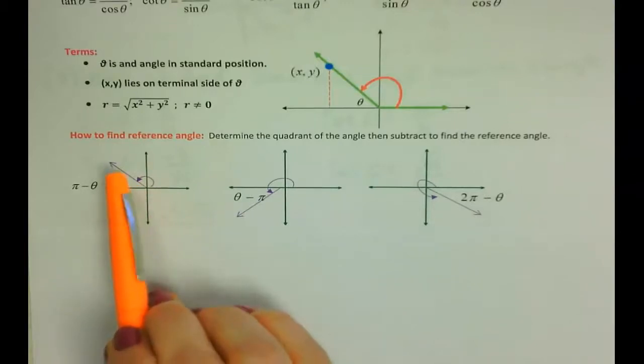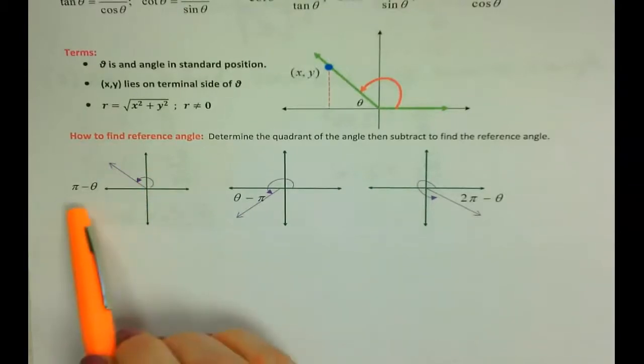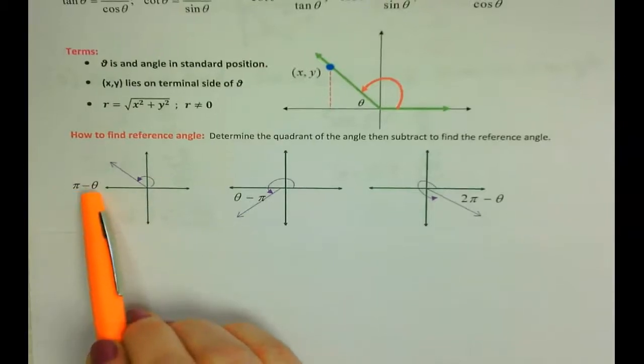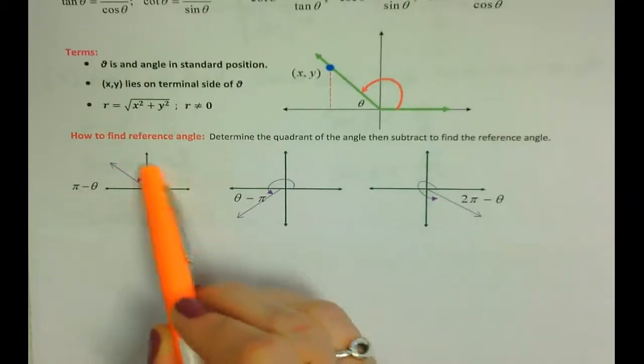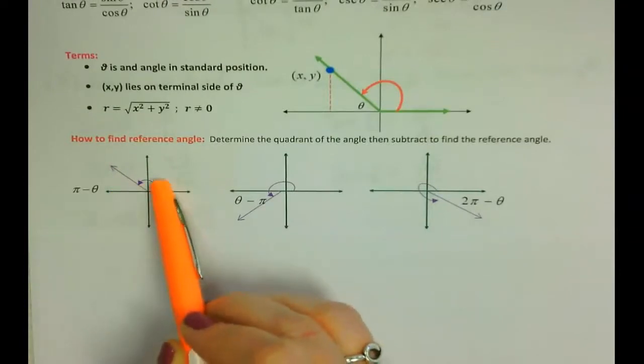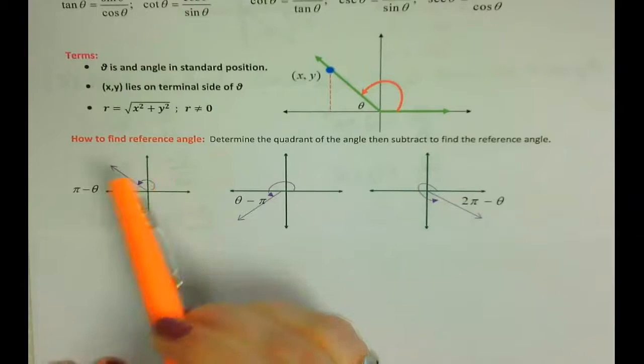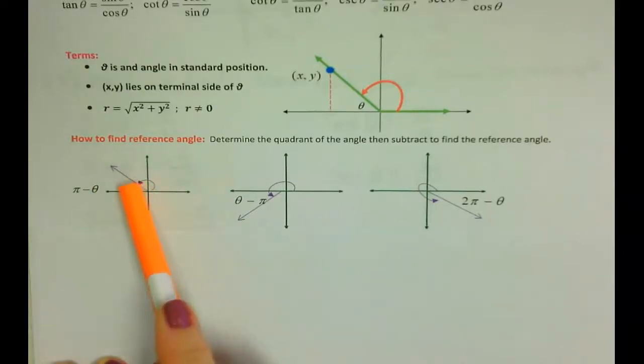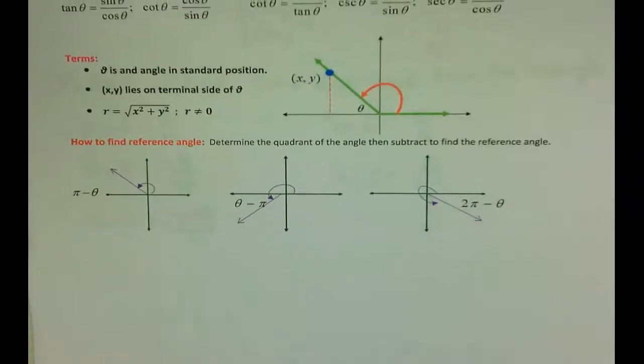And so to get the reference angle when it's in the second quadrant, we take pi and we subtract the angle. In other words, pi would take us halfway around the circle. The angle would take us right here, and if I subtract those two things, that's going to give me this little piece that's left in here, and that's what my reference angle is. So in terms of degrees, you would say 180 minus theta to get that reference angle.